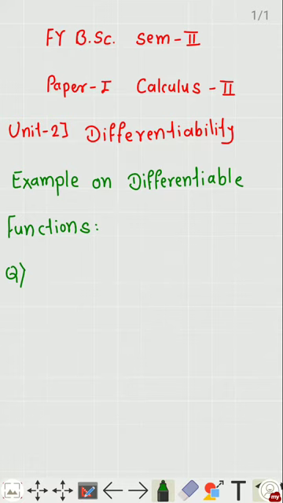This is first year BSc class, semester 2, paper 1, calculus 2. This is unit number 2, differentiability. Examples on differentiable functions. Today we are going to see examples on differentiable functions.